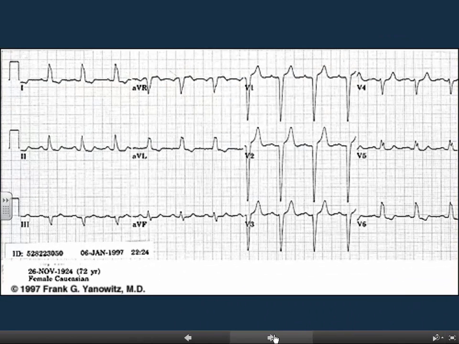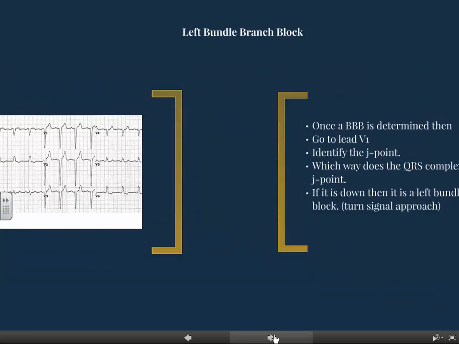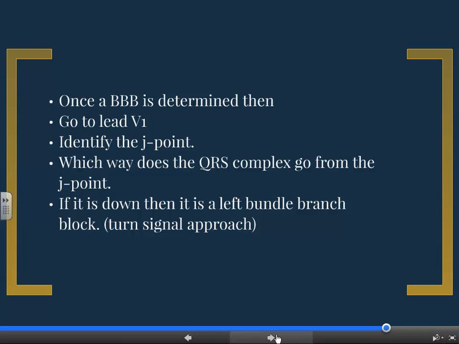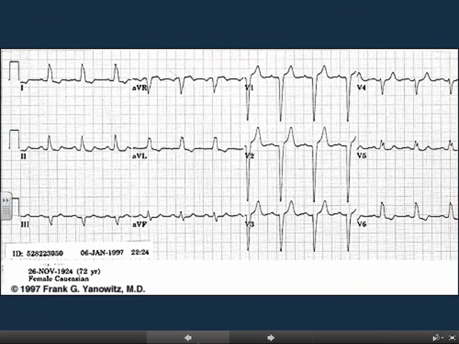So your left bundle branch block, go to lead 1, V1, identify the J point. All right, remember the J point? The point where the S and the T hit. Which way does the QRS complex go from the J point? It goes down, right? Your J point is right here. So if we look this way, our QRS is what? Going down, right? You're looking back.